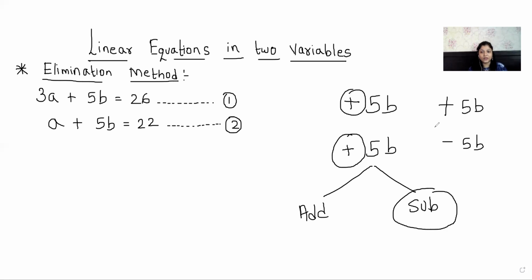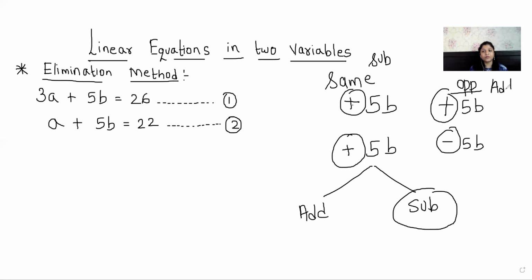So here comes a very important thing you have to pay attention to. Whenever we have to cancel two equal terms, we have to look at their sign. If both the terms have the same sign, as we have here in the first case, plus 5b plus 5b, then to reduce it, we will subtract. And if it has opposite signs, then to reduce it, we will add.